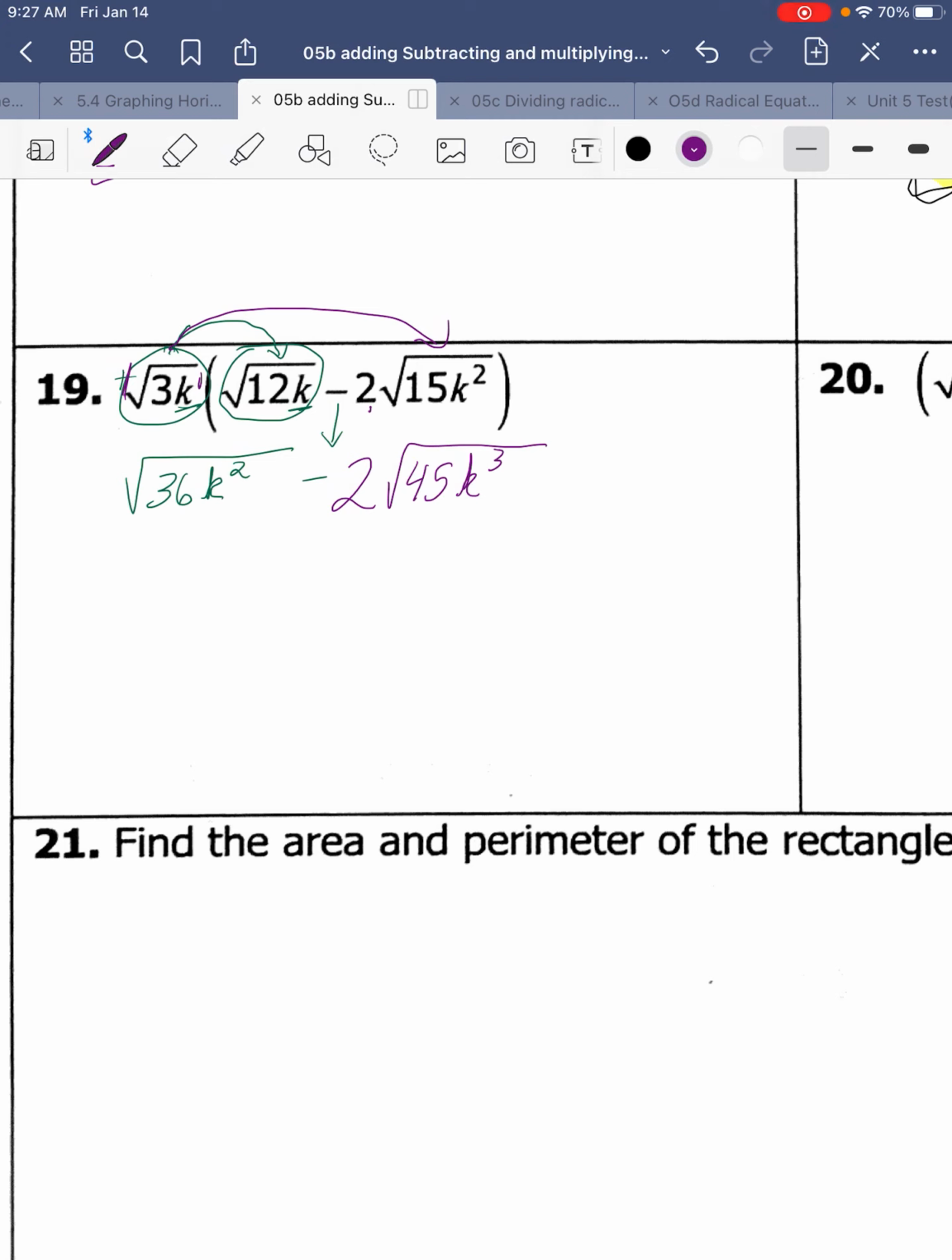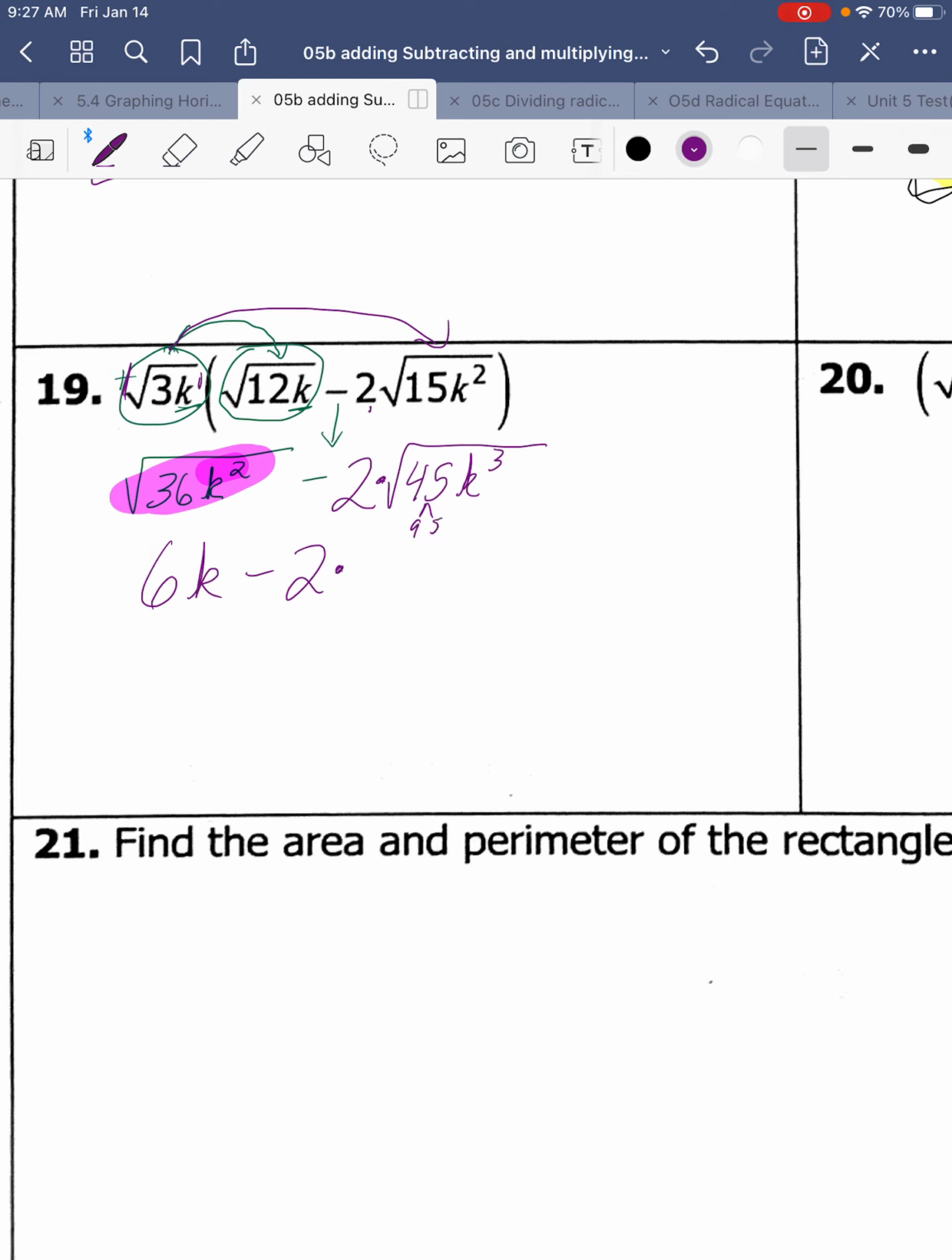All right, after you multiply, always look to simplify. So I'm going to look at the first square root. The square root of 36 is 6, and the square root of k squared is k. All right, and then we have the 2 comes down. Remember, it's always multiplication outside of the square root, unless it states something different.